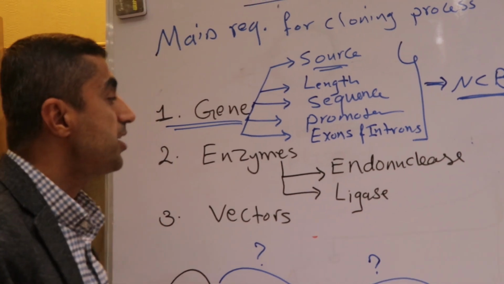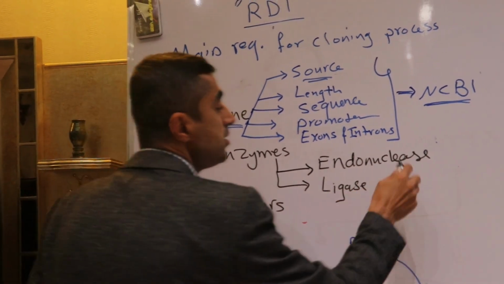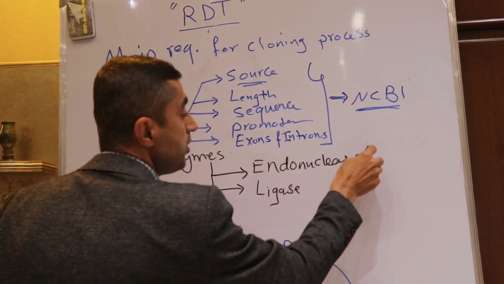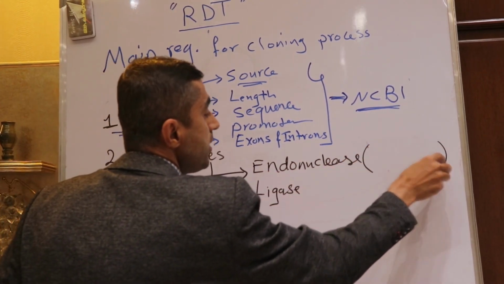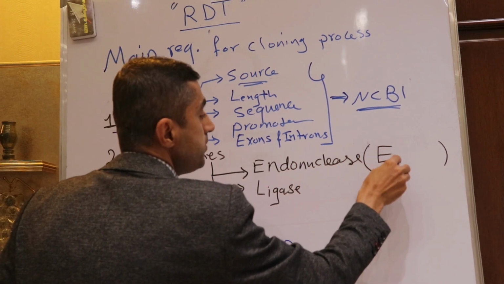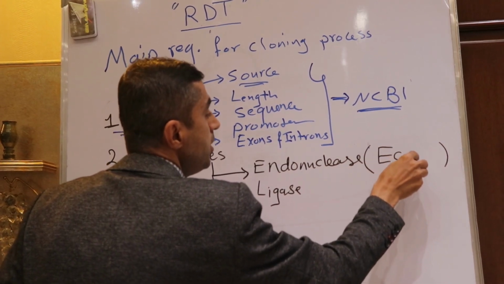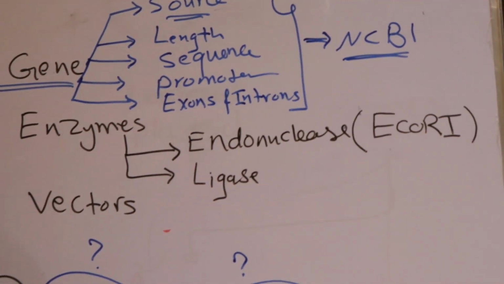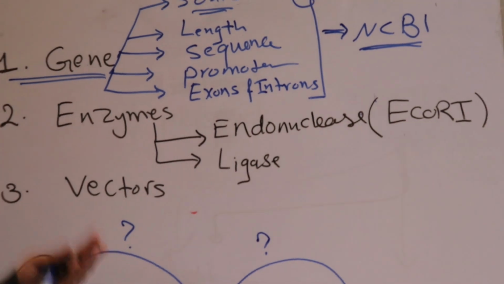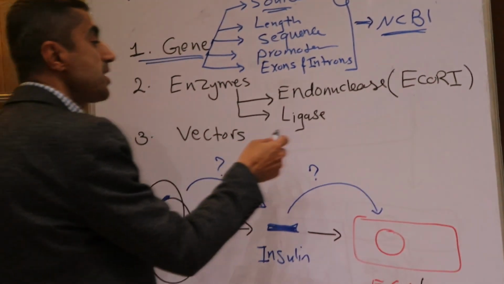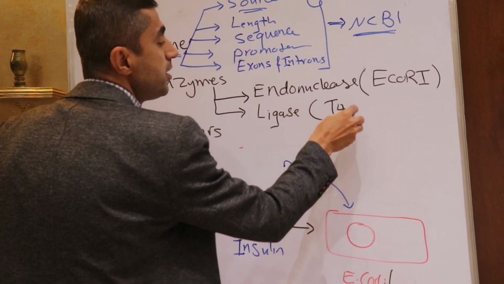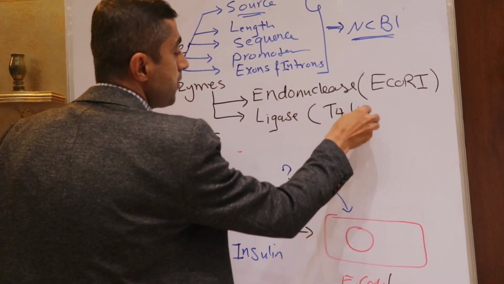Endonuclease enzyme is also called restriction endonuclease enzyme, for example, EcoR1. Also we have EcoR2, we have EcoR3 and HindIII. The ligase enzyme is such as T4 ligase.